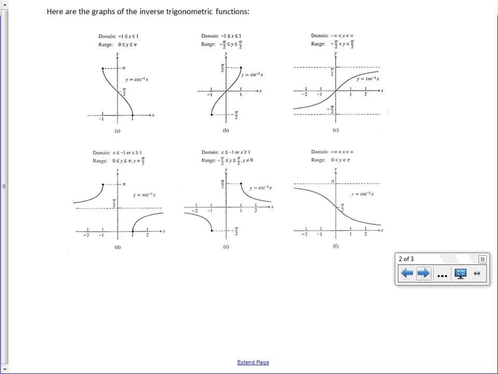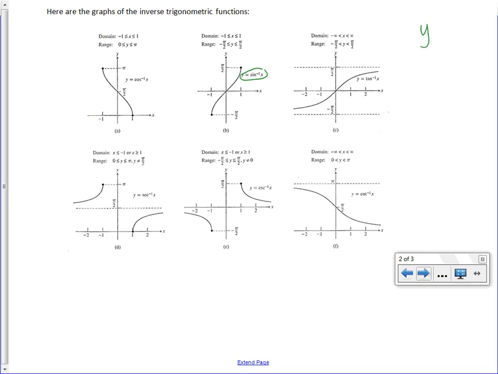Okay, so that's essentially what the inverses look like. The one we just did is the second one in this list. So this right here is y equals sine inverse of x. That's the way we have to write it. We literally have to leave the -1 in. There's no other way of writing it.